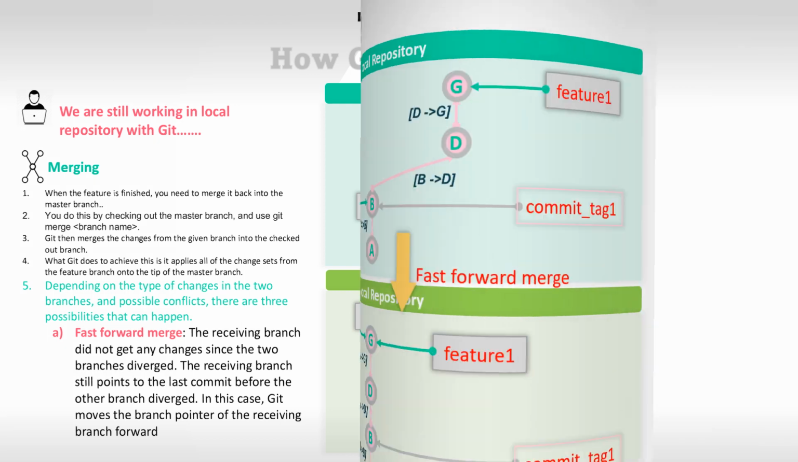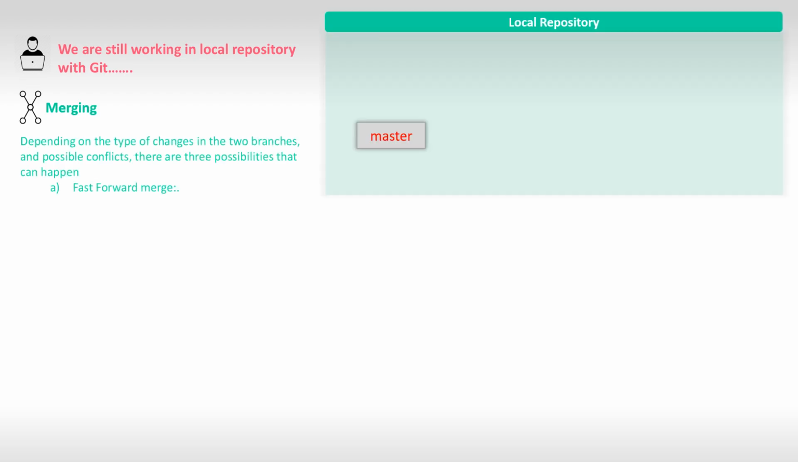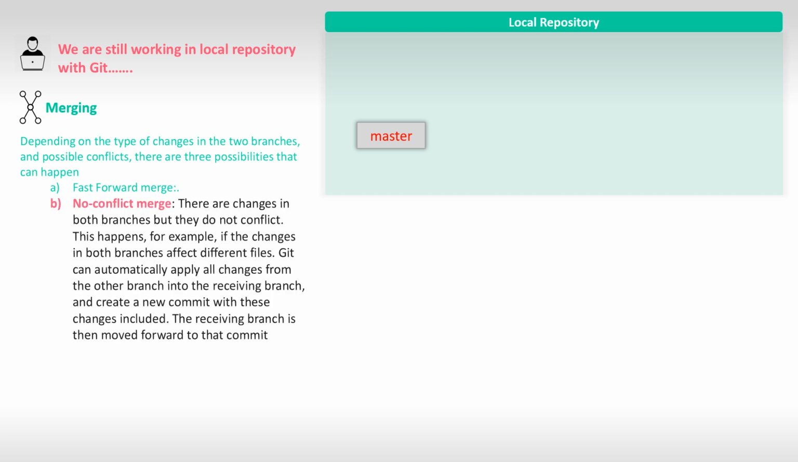So now we will also see other types of merging. Merging primarily depends on the type of changes in both the branches, the merging branch as well as the receiving branch, and the possible conflicts that those changes bring. There are three possibilities that can happen when merging takes place. One is fast forward merge that we have seen in our earlier session, then a no conflict merge, and the third one is conflicting merge.